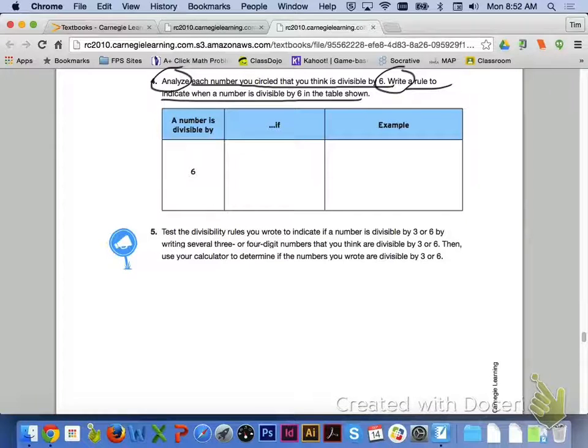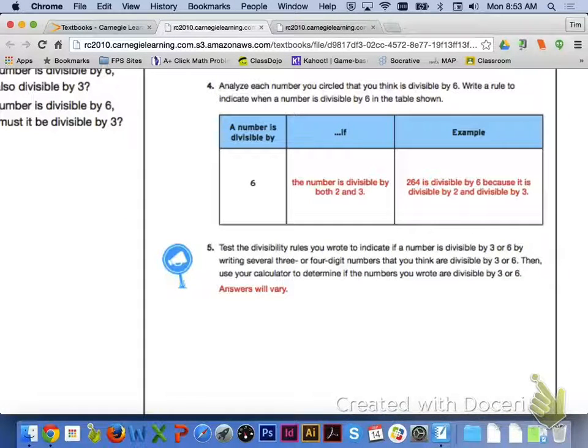Number 4 tells us to analyze each number that we circled that we think is divisible by 6 and try to write a rule then to indicate when a number is divisible by 6 in the table shown below. Go ahead and do that with your group members for number 4.